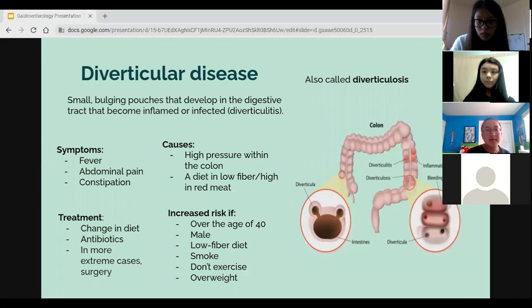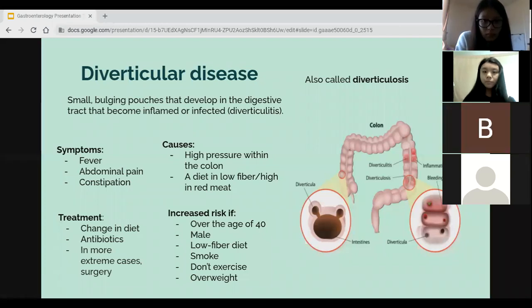Now let's learn about diverticular disease, which occurs in your large intestine, also called your colon. Diverticular disease, also known as diverticulosis, is when small bulging pouches develop in the digestive tract and become inflamed or infected, known as diverticulitis. If the diverticula become infected or inflamed, there could be a result of fever and abdominal pain. Some people also experience constipation and more gastrointestinal pain.